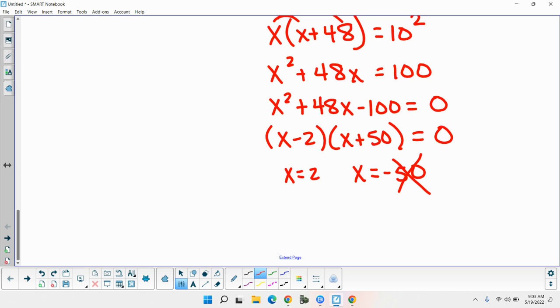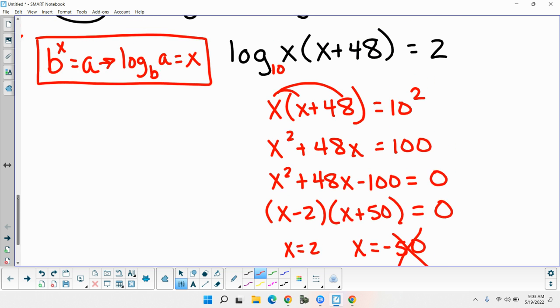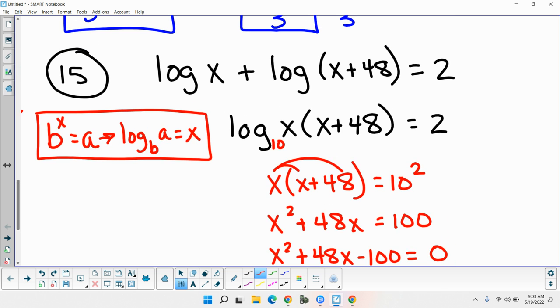All right. Any other questions on number 15? So again, we condensed it to a single log. If there's no log base, the base is 10. That's the one in our calculator. Rewrite it as an exponential and then solve it.